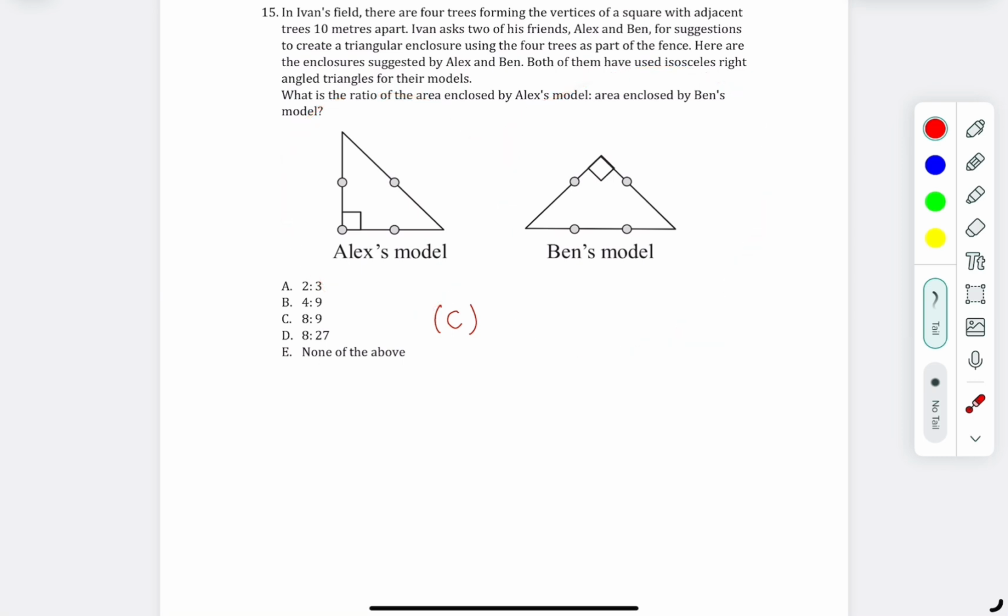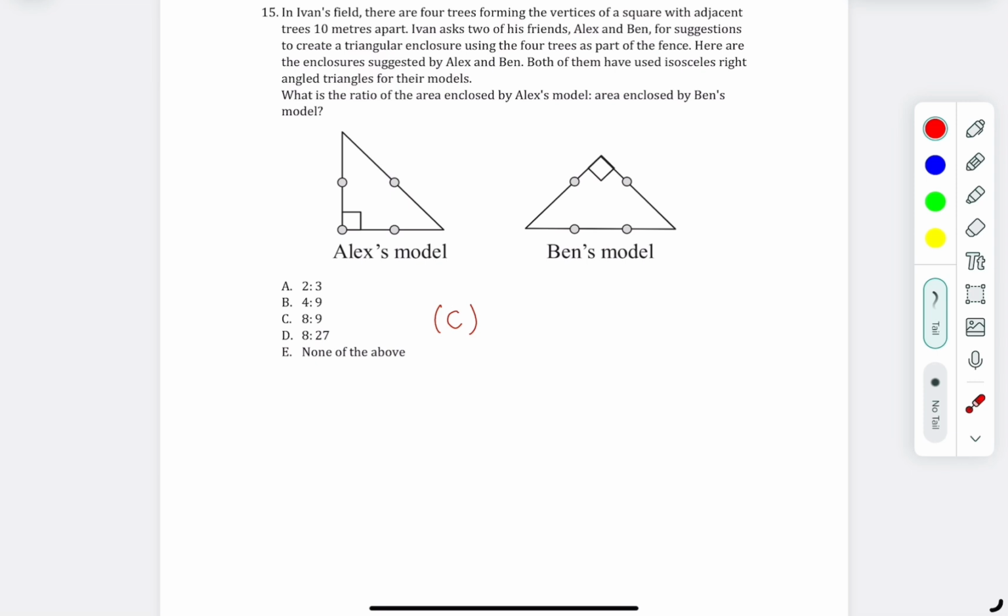Okay, they didn't ask you which one is the most efficient. They just ask you what is the ratio of the area enclosed by Alex's model and enclosed by Ben's model. So in this case you have to find Alex's area and Ben's area, in units or in comparison.